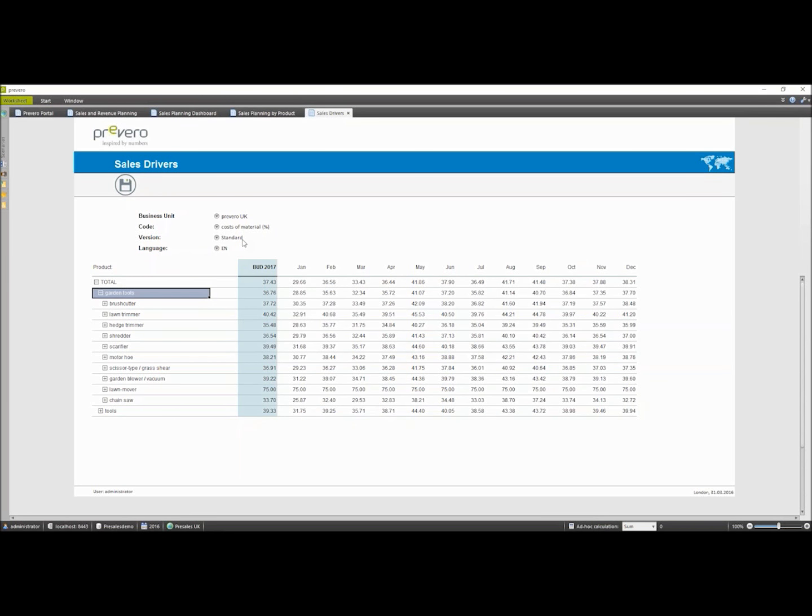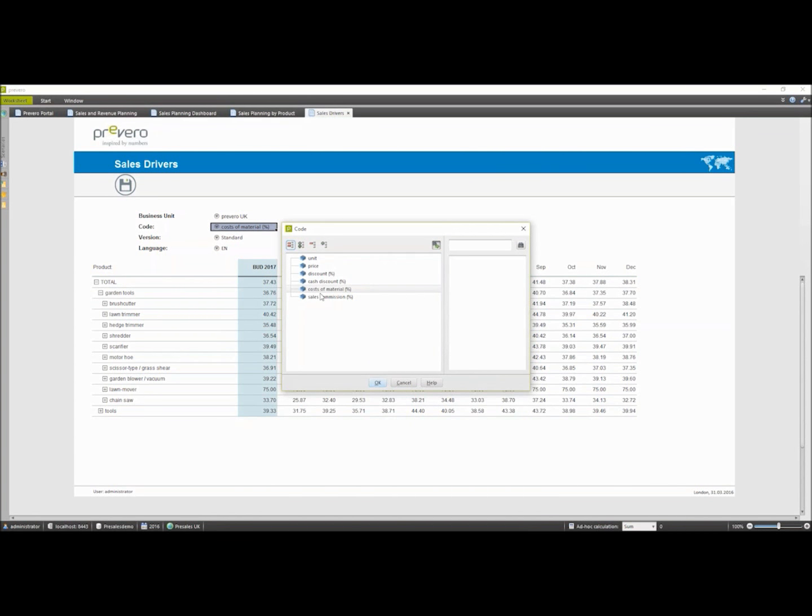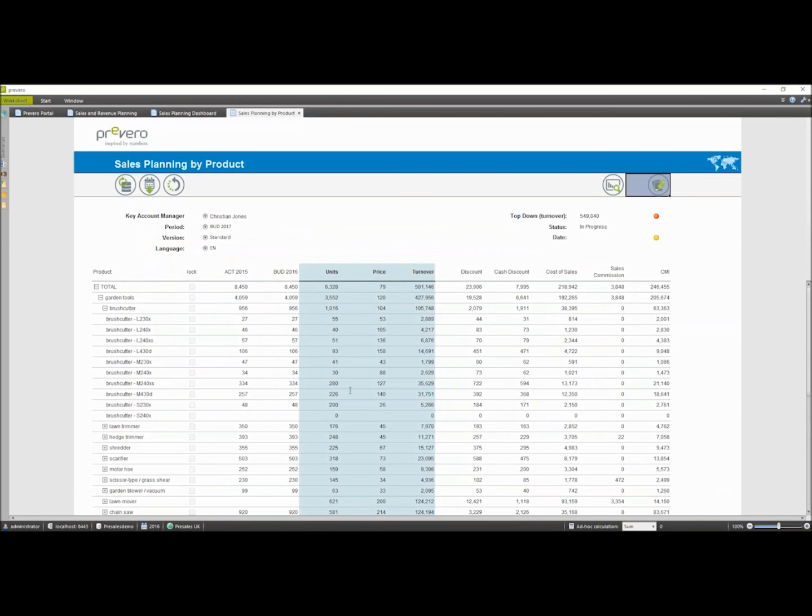So by product, what I've got are my key drivers to generate my cost of materials. So what we're saying here is by product, we have a percentage and it looks at the sales price and that generates my cost of materials. So I haven't got to enter that in. I'm not going to try and work it out. Prevero is going to do that for me. But that's just an example of how you may use sales drivers. And there I can see various other drivers that I might want to use in my process.